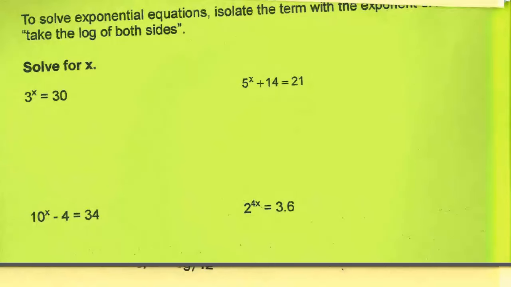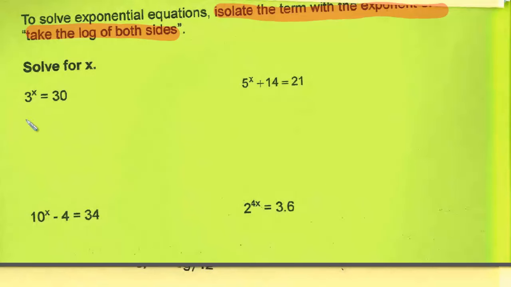We continue our lesson on logarithms with solving exponential equations. To solve an exponential equation, isolate the term with the exponent of x, and then take the log of both sides. Let's look at some examples. 3 to the x equals 30.